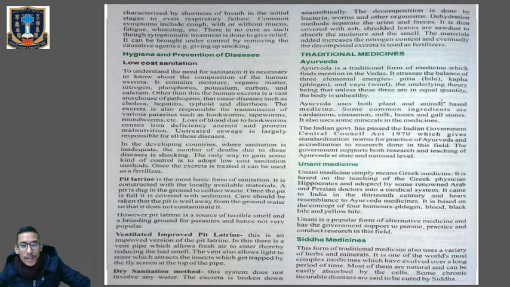Next one is hygiene and prevention of diseases. Okay, so the topic is hygiene and prevention of diseases. First we'll talk about low cost sanitation. To understand the need for sanitation, it's necessary to know about the composition of human excreta. It's very important here, because if we are talking about sanitation, then the composition of human fecal material needs to be understood. So it contains moisture, organic matter, nitrogen, phosphorus, potassium, carbon, and calcium.